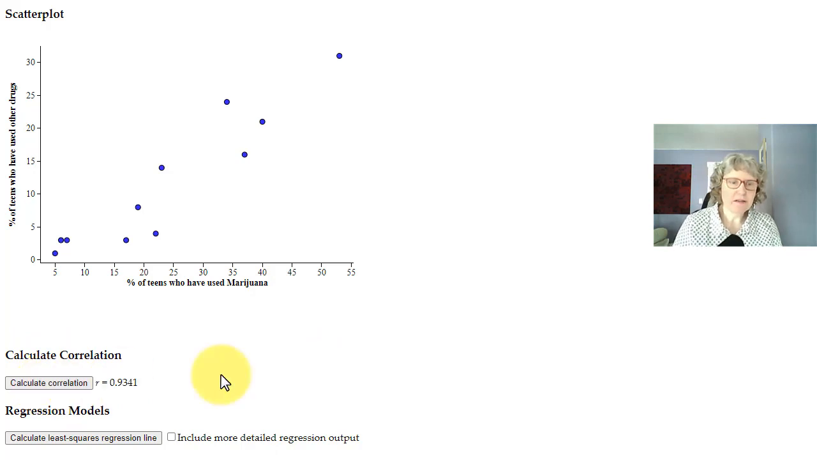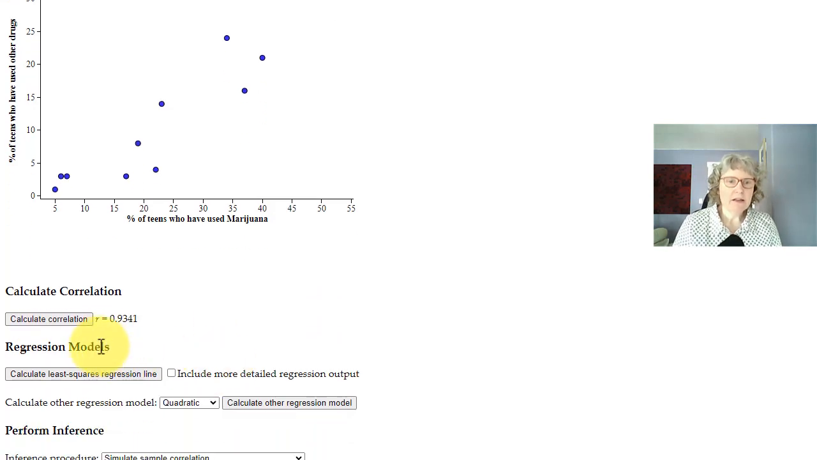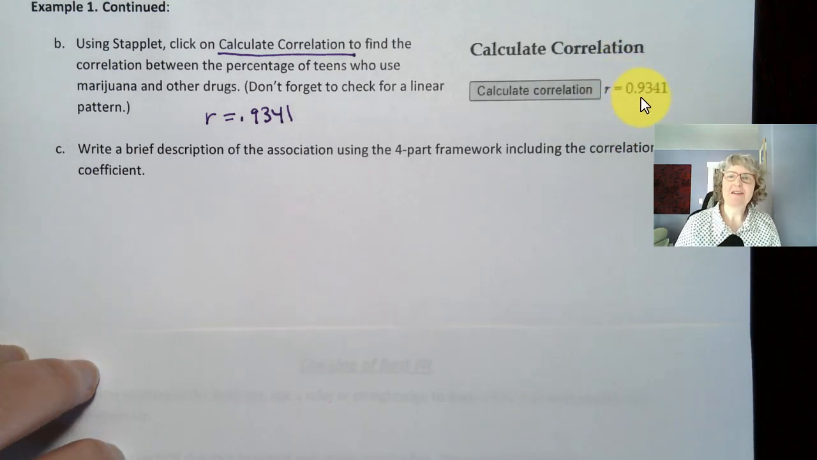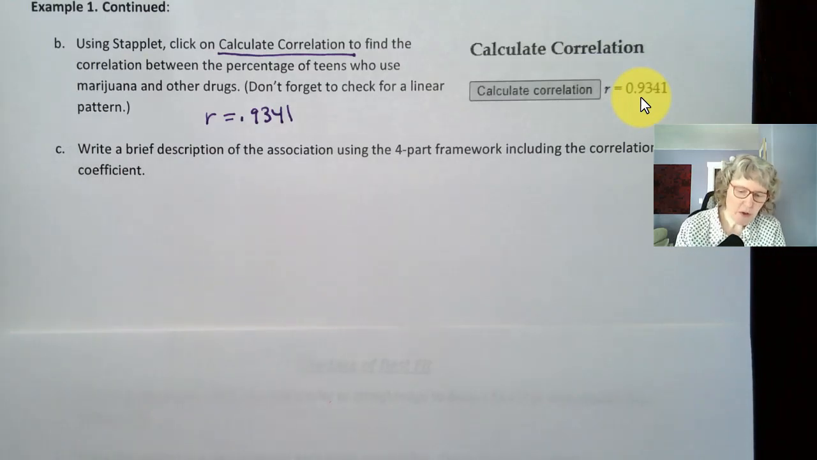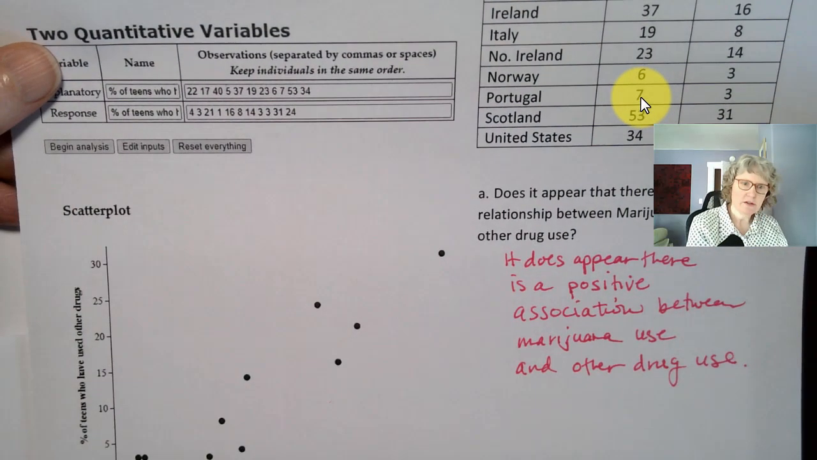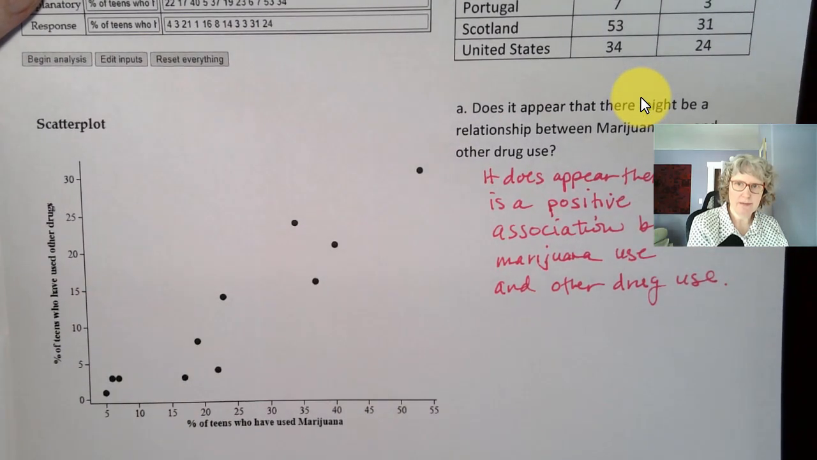It's a great app to use. And it is very strong. So 0.9341. So I'm going to write that down. Oh, you may have seen I had it printed on the notes as part of my screenshot right there. So that is a strong association. Okay, so now that we've done that, we can go ahead and explain or write using our 4-part framework. We can go ahead and describe this association, okay?